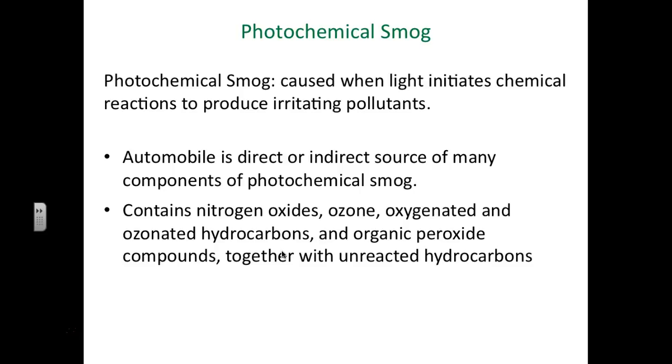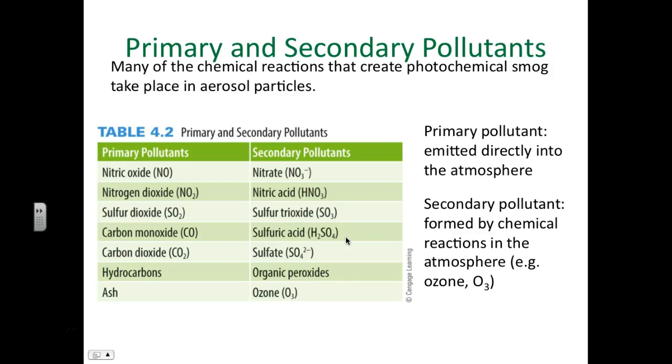Photochemical smog is caused when light initiates chemical reactions to produce irritating pollutants. Automobiles, the exhaust from that is a direct or indirect source of many components for photochemical smog. Again, the exhaust from automobiles contains nitrogen oxides, ozone, oxygenated and ozonated hydrocarbons, organic peroxide, which is a severe irritant to humans. It just causes numerous problems.